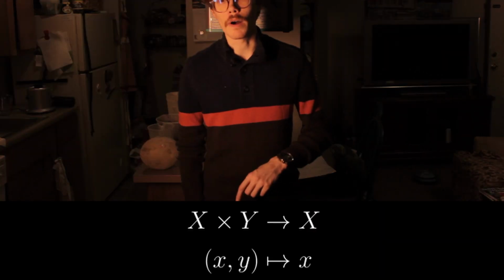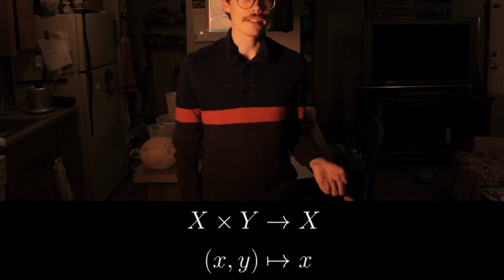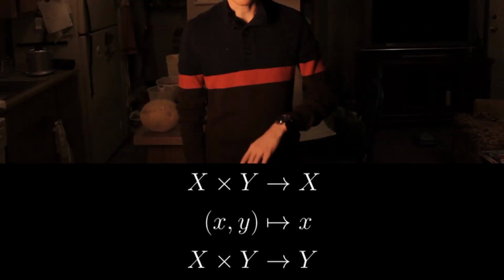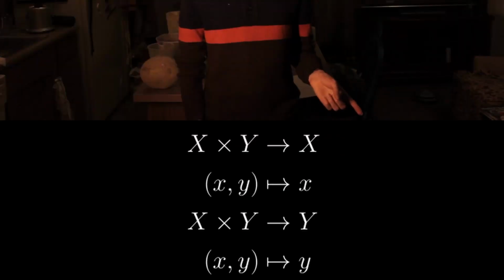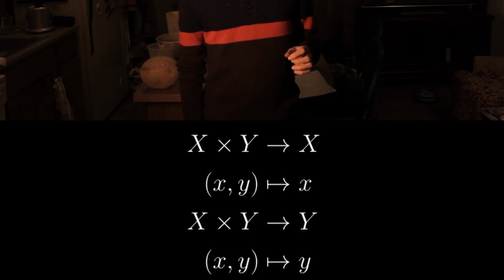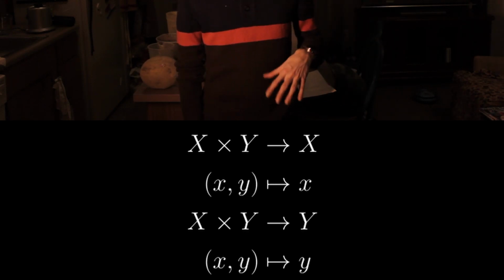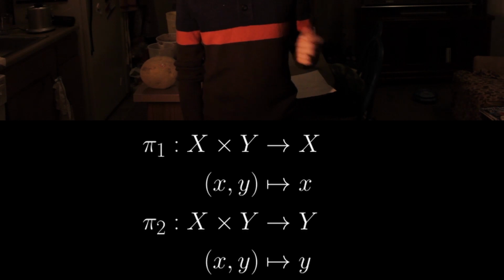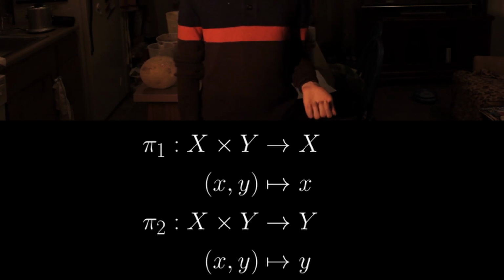On the set X cross Y, there are 2 projection maps. The first is a map X cross Y to X, defined by sending an ordered pair (x, y) to x. And the second is a map X cross Y to Y, defined by sending (x, y) to y. We call projection maps pi, for p for projection. So we just defined pi 1 and pi 2 on the product X cross Y.